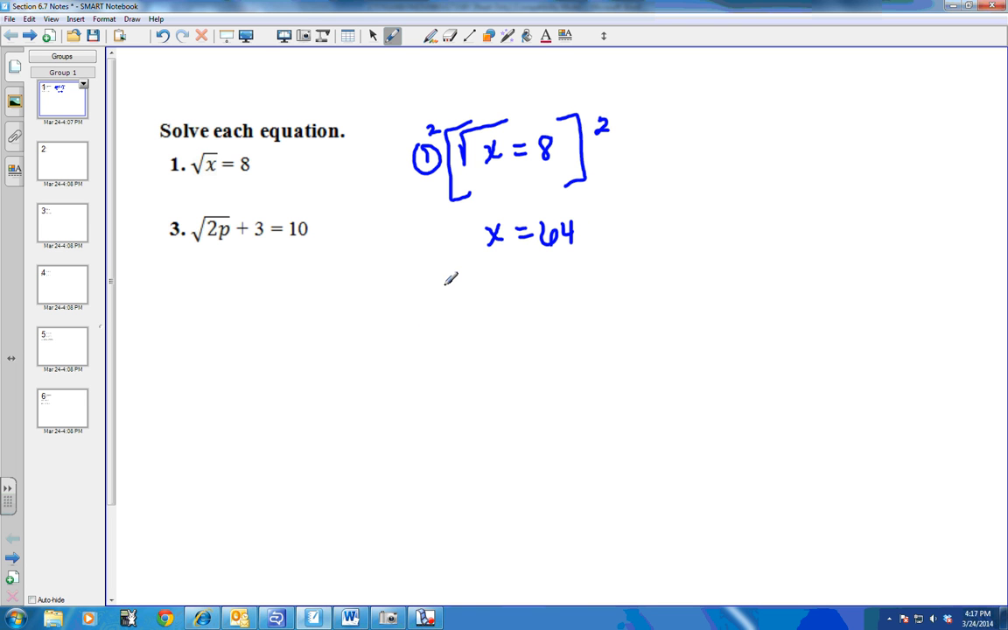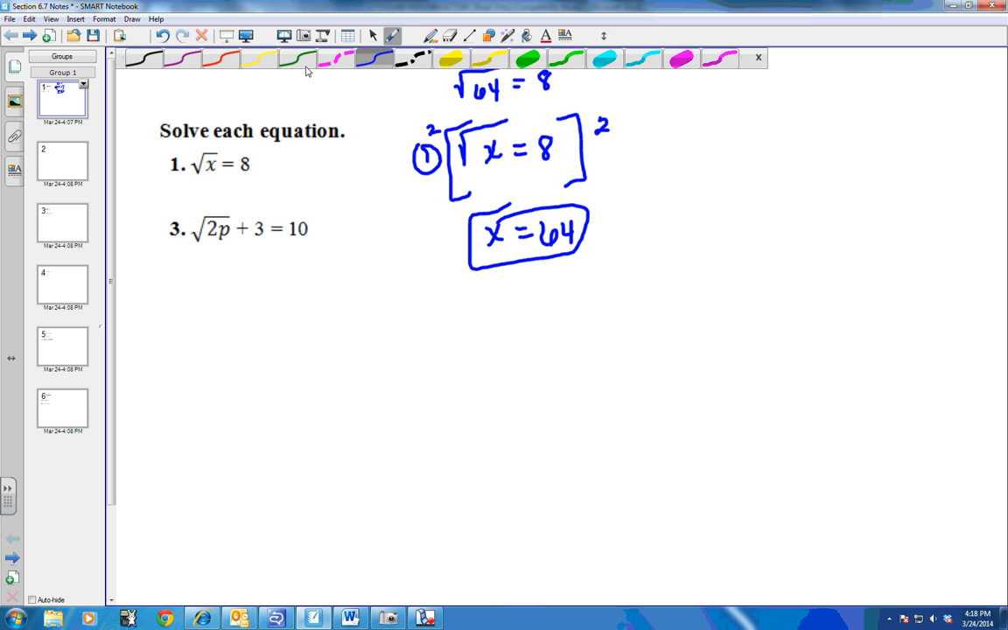Okay, and then we're going to need to check our answers, and you don't have to show me the check, but sometimes we're going to have what we call extraneous solutions, which means extra solutions, and they're not going to work. But I can see where if I plug 64 in for x, the square root of 64 is 8, and so I know that that is going to be a true equation. Okay, so let's do number 2, or I'm sorry, number 3.